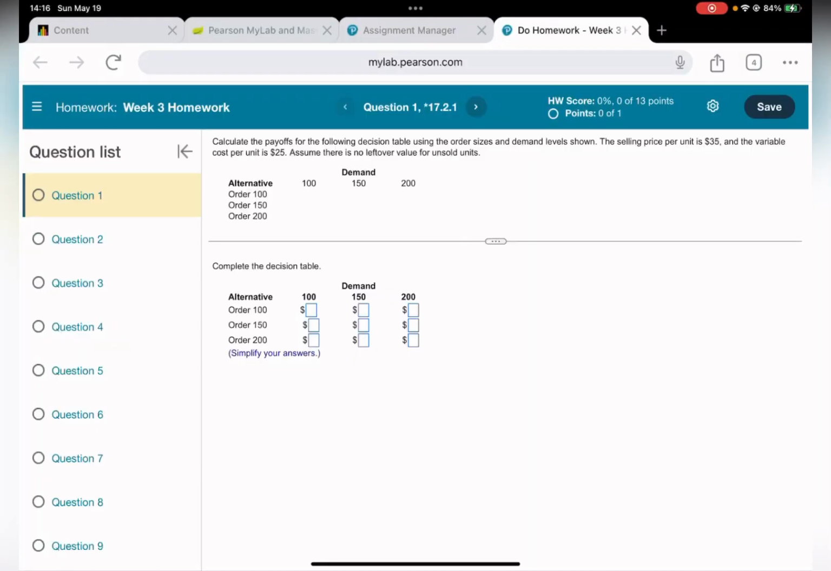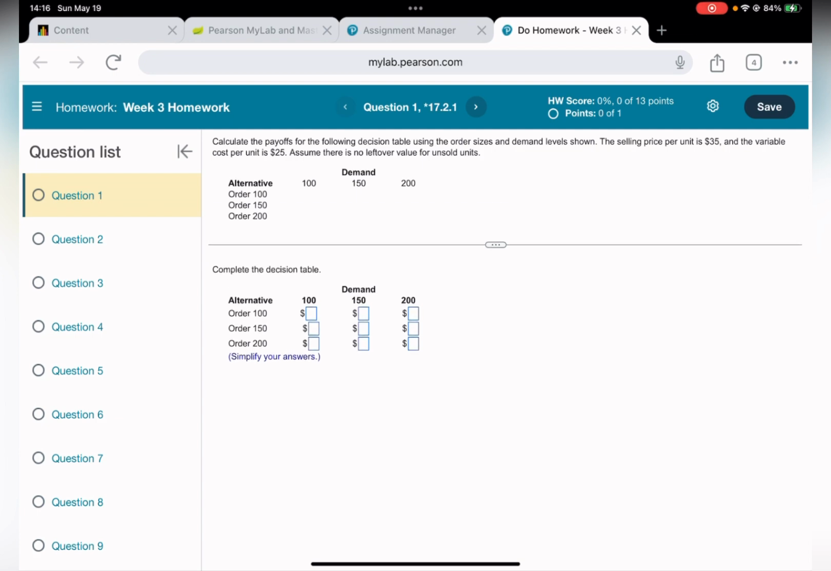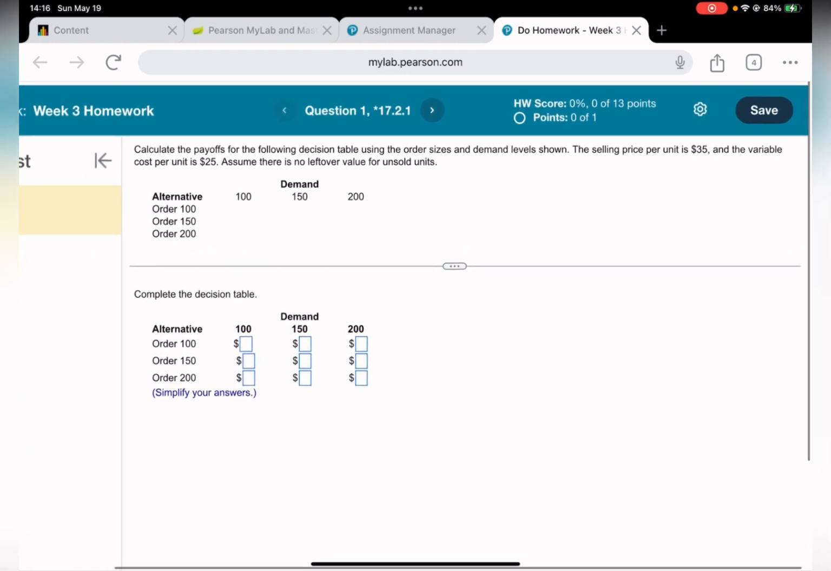Okay, we are doing week 3 homework. So what do we have? Calculate the payoff for the following decision table using the order sizes and demand levels.